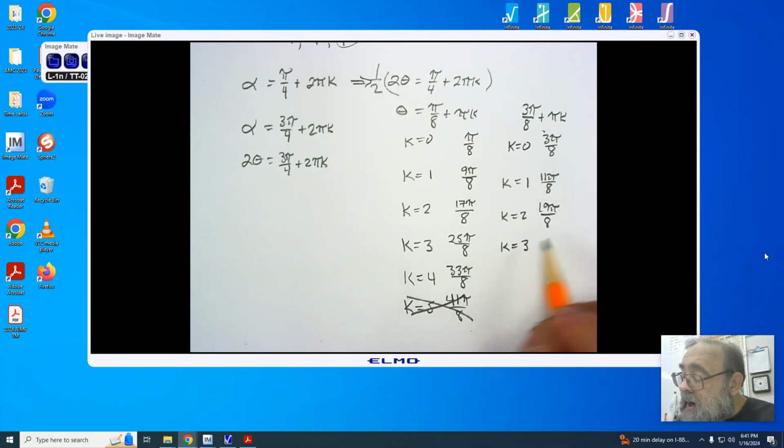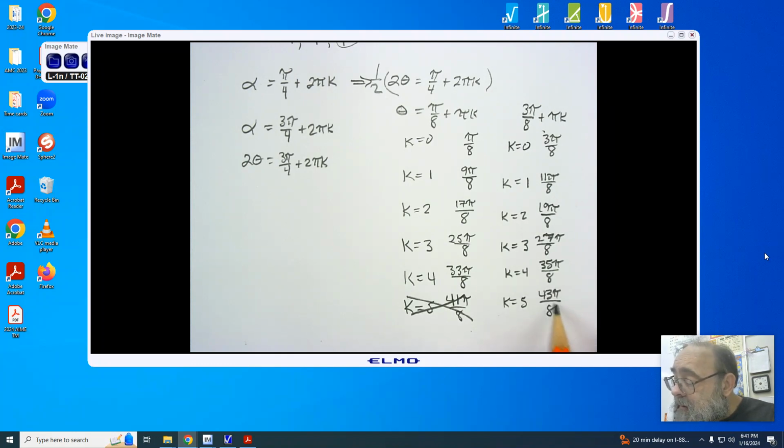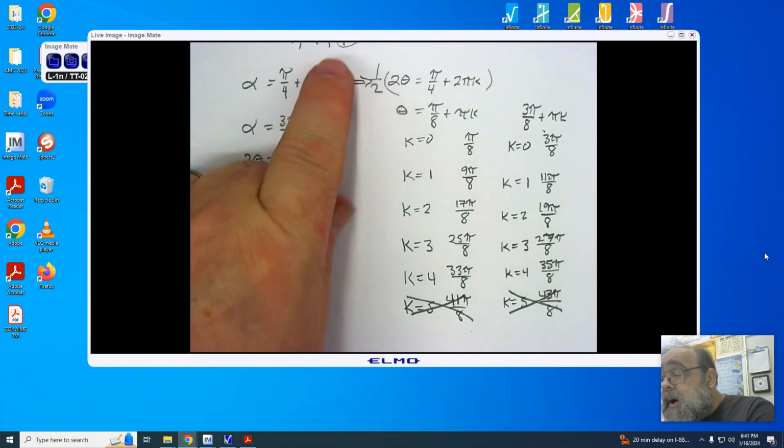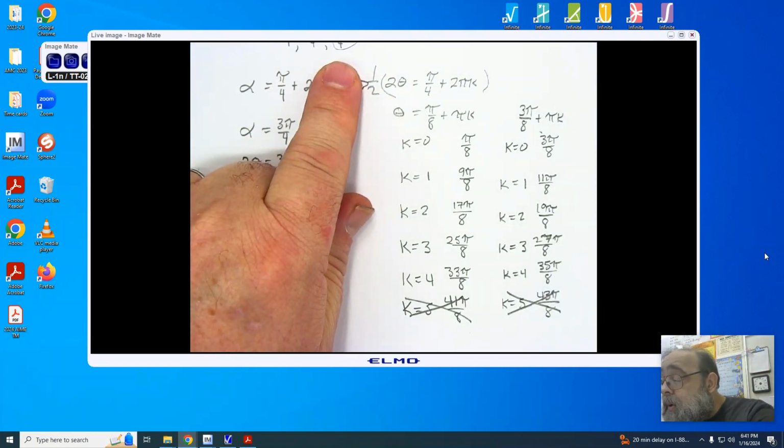K equals 3, that's 27 pi over 8. K equals 4, and I'm looking at 35 pi over 8. Those are separated by 2. I'm going to then let k equal 5 and check that one as well, and I get 43 pi over 8. Too much, cancel it.